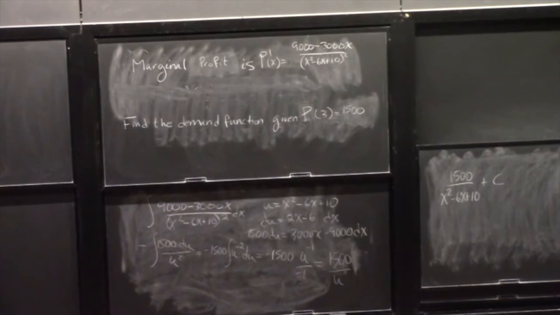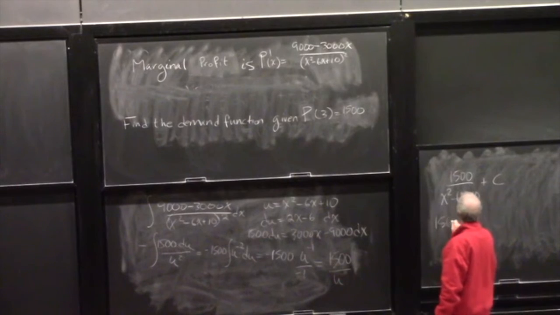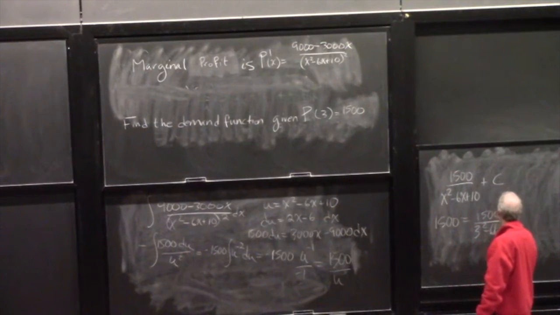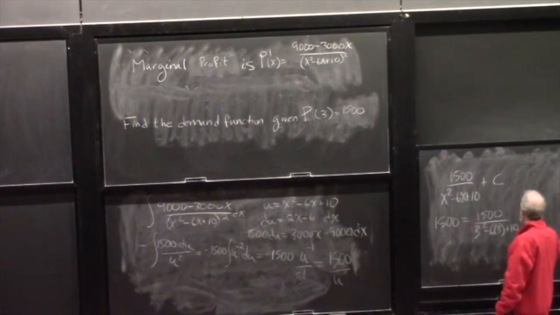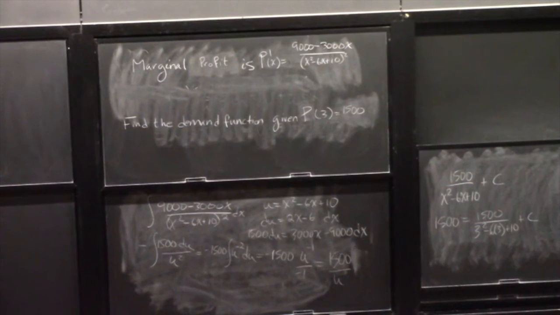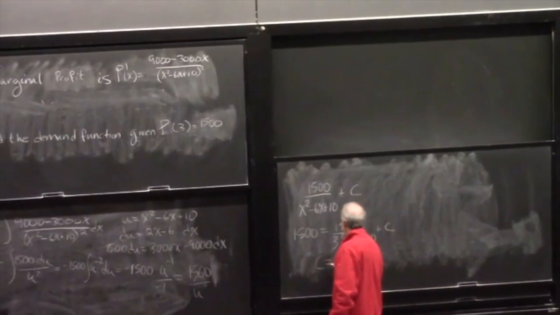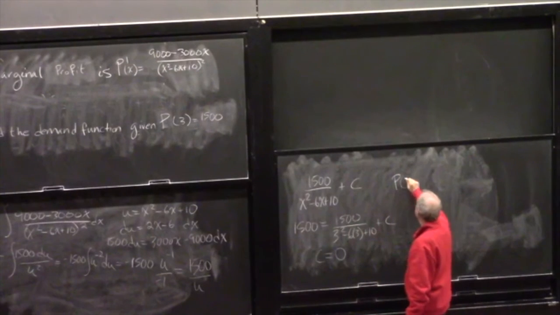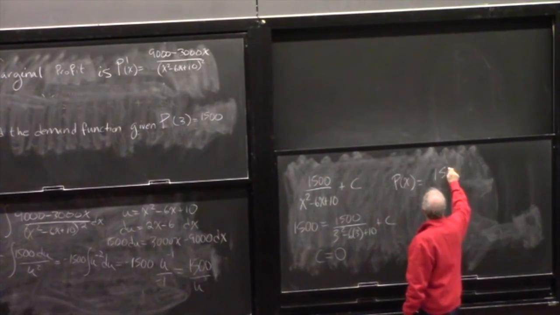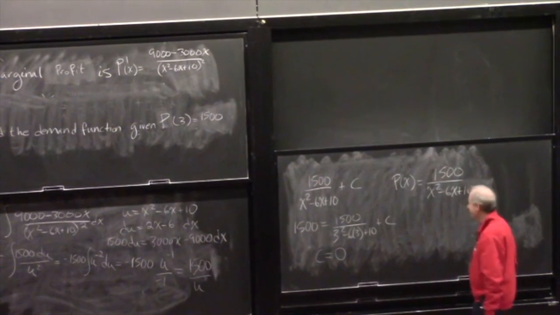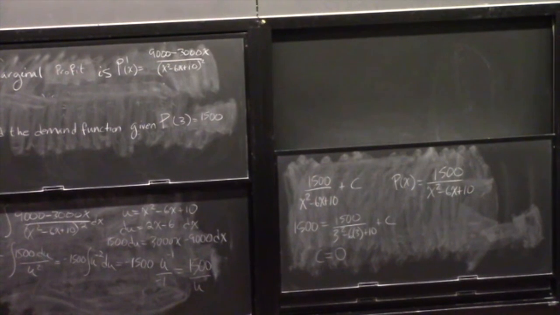Okay, then it says P of 3 is 1,500. So 1,500 equals 1,500 over (3 squared minus 6 times 3 plus 10) plus a constant. Look at that. 9 plus 10 is 19 minus 18 is 1. So c comes out 0. So your profit equation is just 1,500 over x squared minus 6x plus 10. How we like that?